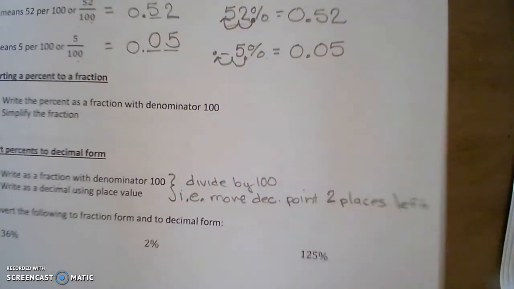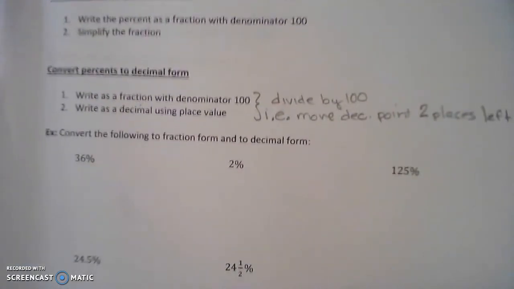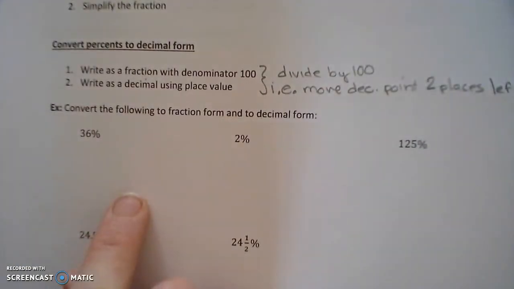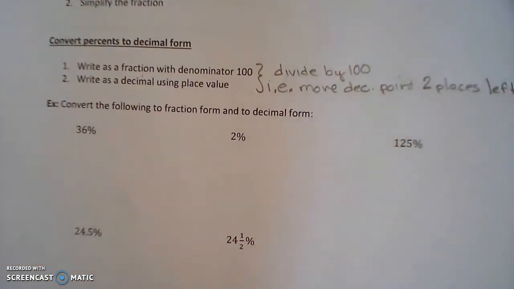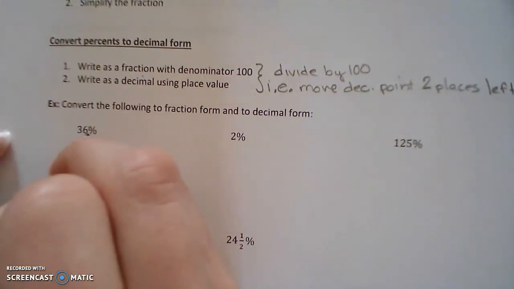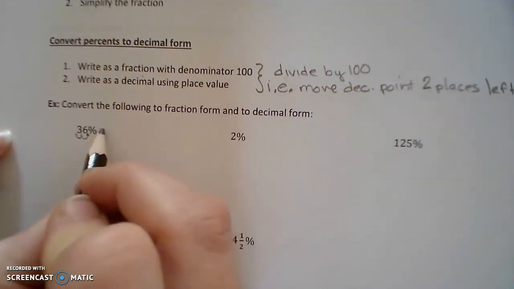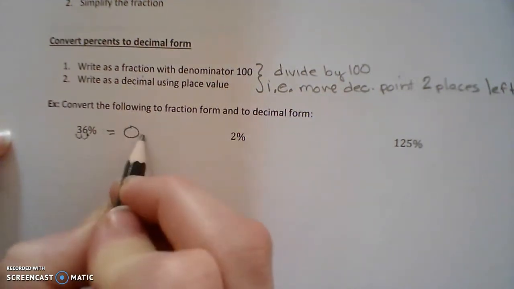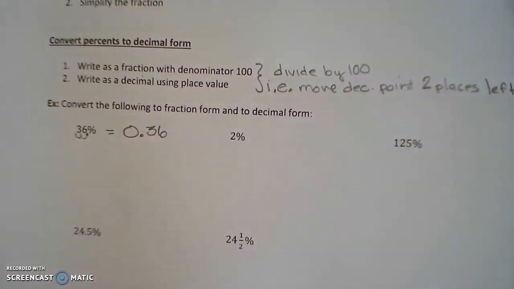All right, let's see how that works in these examples. I've got these percents. Let's write these percents in fraction form and then also in decimal form. Actually, decimal form is the easiest. So here's your decimal point. Move the decimal point over 2 places. You can write that as 0.36.